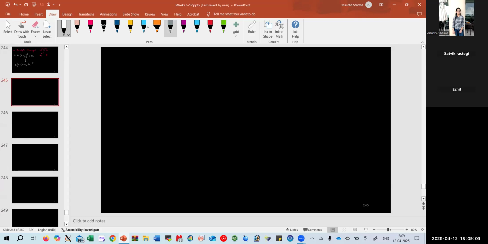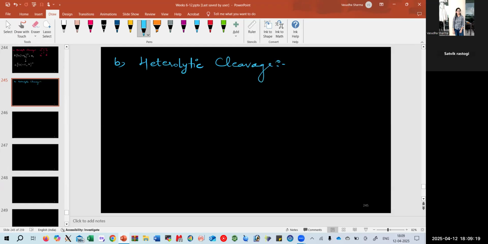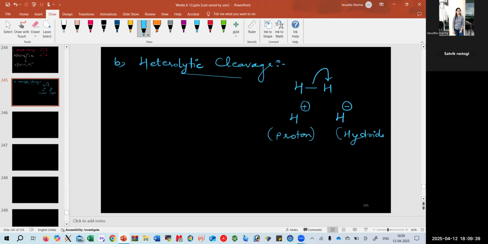Now, the second that we can talk about is heterolytic cleavage of hydrogen. Heterolytic cleavage itself tells how it is going to break. You have H and H. One will take the electrons, making the other one a proton, and the one which has taken the electrons becomes a hydride. So this cleaves into a proton and a hydride. This is called heterolytic cleavage.